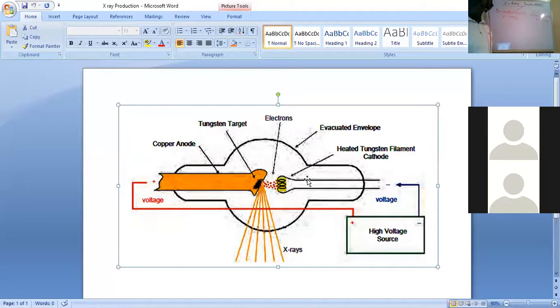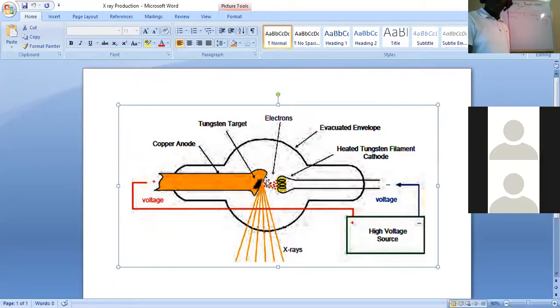The kinetic energy with which they drift depends on the voltage applied between them. If the voltage applied between them is 100 volts, they will have an energy of 100 electron volts. If the voltage applied between them is 200 volts, the electrons will have a kinetic energy of 200 electron volts. So the energy depends on the voltage difference applied between this anode and this cathode.